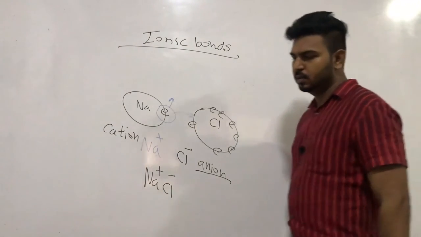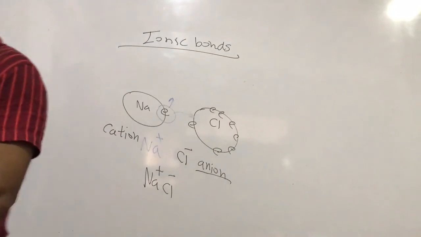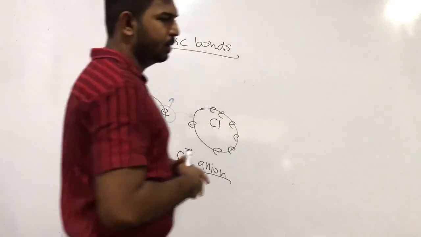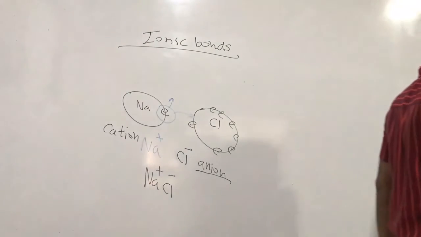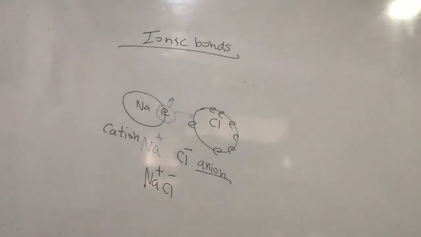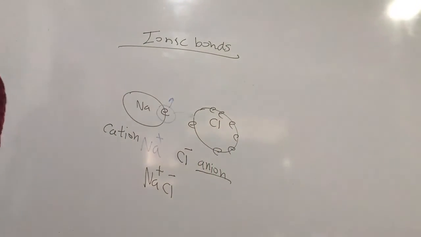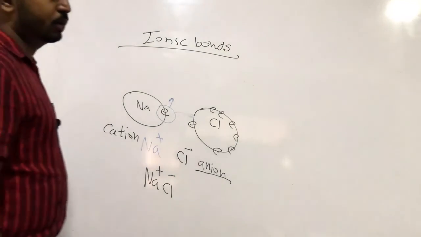Then put it right below: ionic bonds are stronger than covalent bonds.